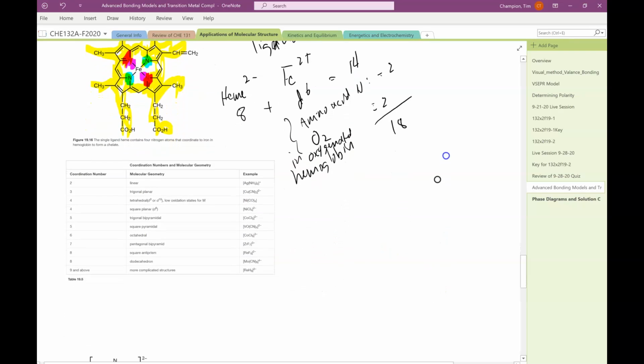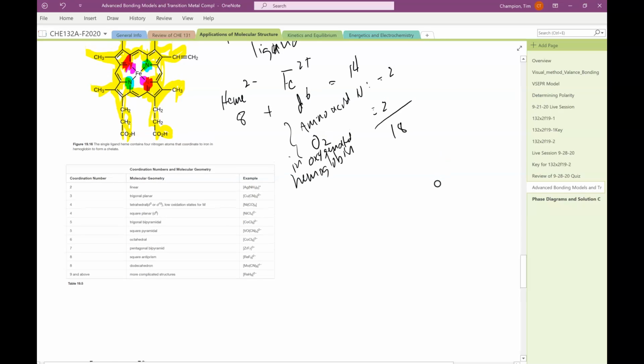The shapes are a little more complicated. It's a little harder to predict, but it's very common, for example, to have a coordination number of 6, which is how many spots the pairs of electrons are donated at. A coordination number of 6 is octahedral. It's very common to see 4 coordination, either tetrahedral or square planar.